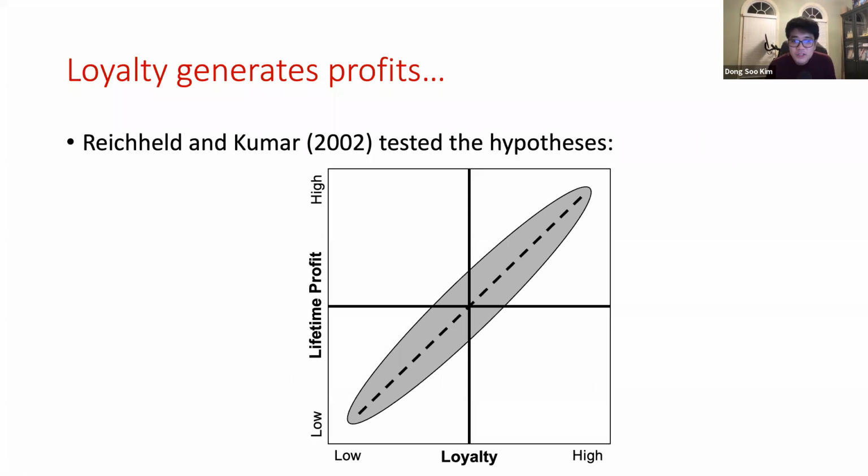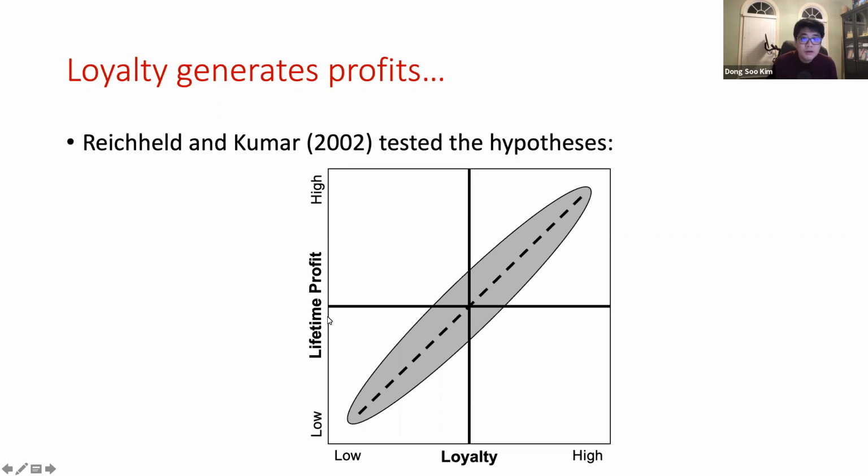However, Rachel, Markey, and Hopton's study was based on a survey about managers' beliefs, not on actual profit data. That is, their results are just suggestions or hypotheses which are not empirically proven. So, Rachel and Kumar tested the hypothesis with actual data. This graph shows the results. First, the x-axis stands for loyalty and the y-axis stands for lifetime profit.